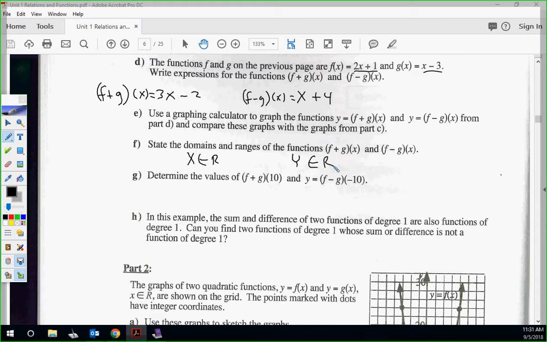Okay, I'm going to pause it here just for a second. I want you guys to try this on your own. What is f plus g of 10? What is f minus g of negative 10, excuse me? Go ahead and try that.